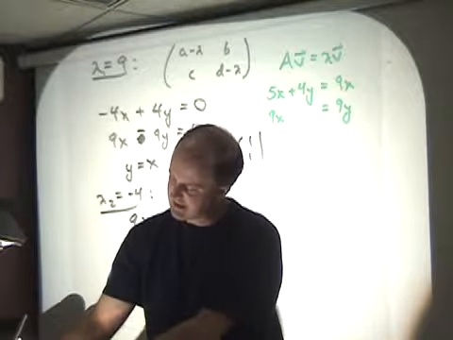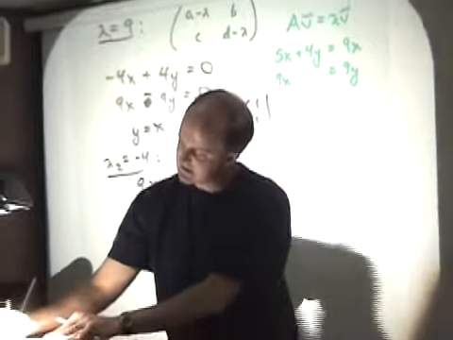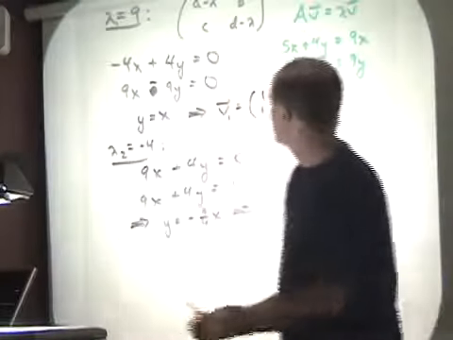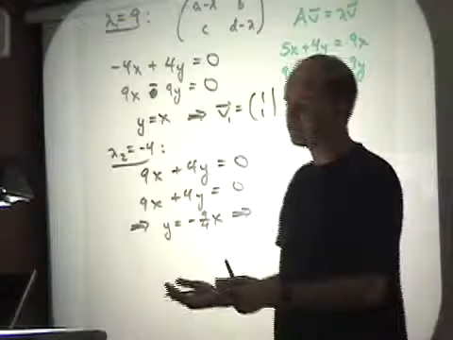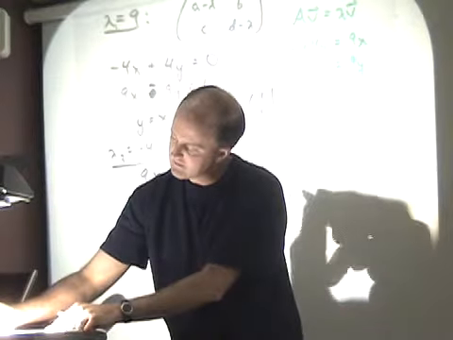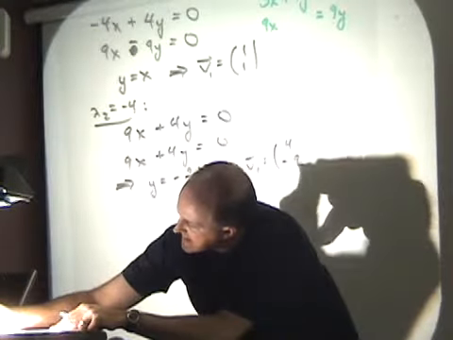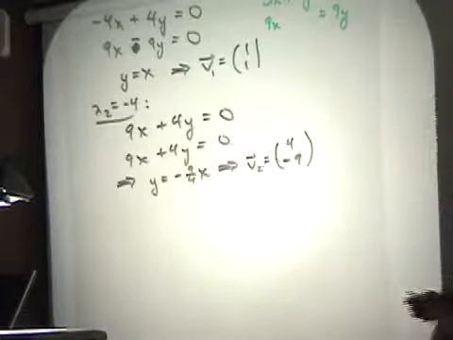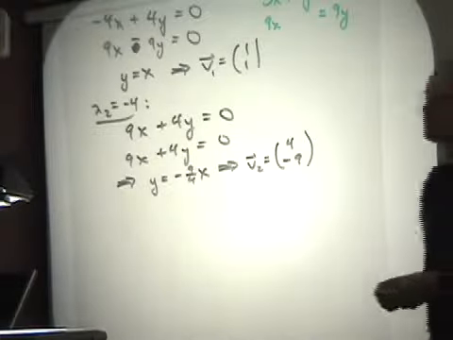Solve for y in terms of x. You're going to get y is -9x. So whatever x is, multiply that by -9 to get y. If I pick x to be, say, 4, that'll be a nice choice to make because that'll avoid the fractions. y will have to be -9. So any non-zero multiple of that vector will be an eigenvector for the eigenvalue -4.